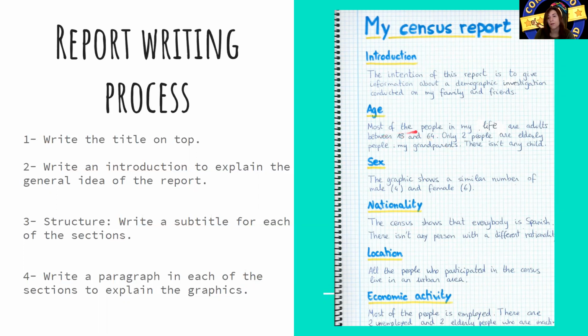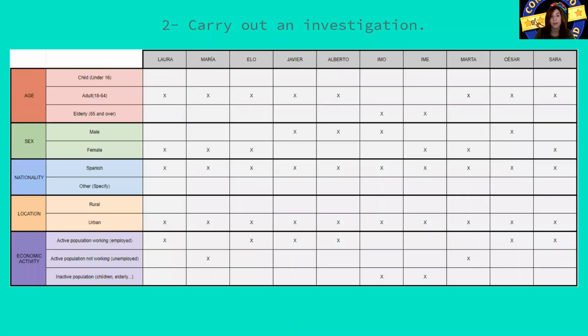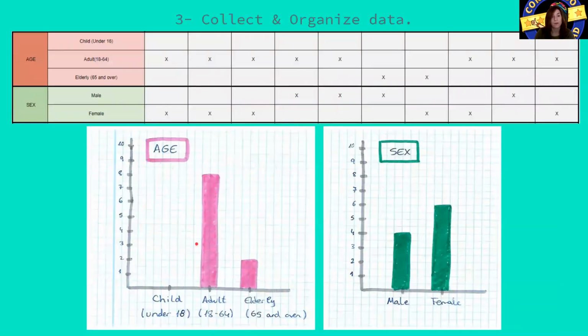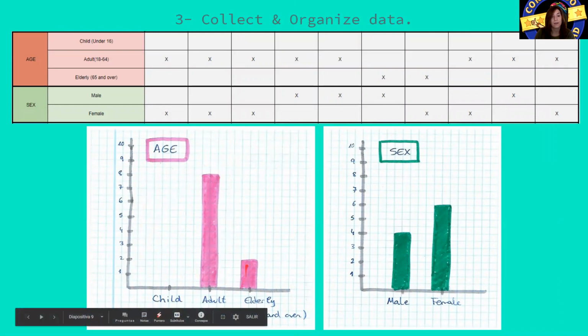Age. Most of the people in my life are adults between 18 and 64 years old. Only 2 people are elderly people, my grandparents in this case, and there isn't any child. How did I get all this information? From my graphics. So if I go back to my age graphic, I see 8 adults, 2 elderly people, and no children.